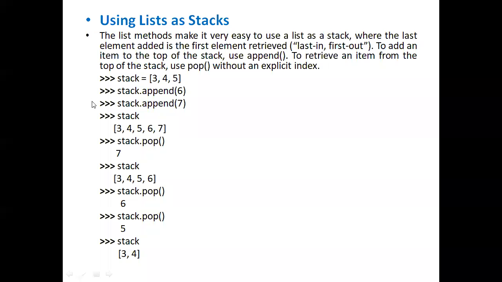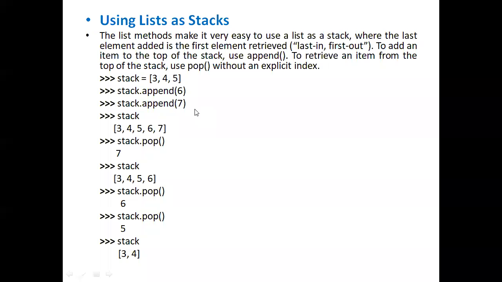So here, when you observe, I created one list with the name stack. Stack equal to 3, 4, 5. Actually, this is a list, but I mentioned the list object name as stack. When I perform stack.append(6), it will be added at the end of the list, after 5. And again I executed one more append method, stack.append(7), and it will be added after 6.